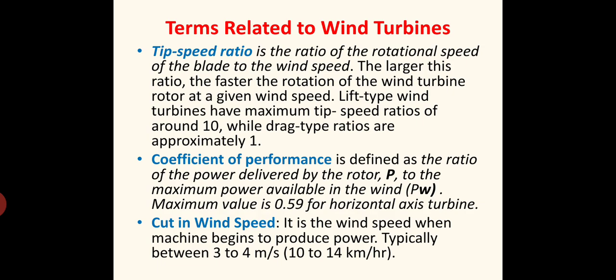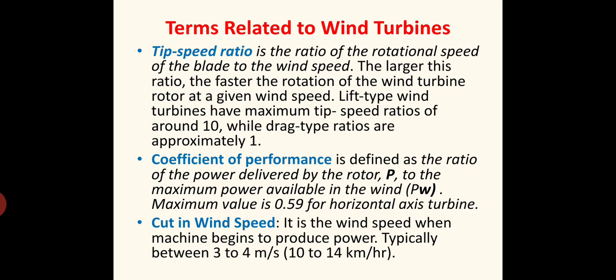Actually this value 0.59 is a derivation. I don't know whether it is there in your syllabus or not. That's why I am not taking it. If time permits, I will take one more class to explain the derivation. So there is a derivation to calculate the maximum power, and in that calculation we are getting the coefficient of performance maximum value as 0.59.